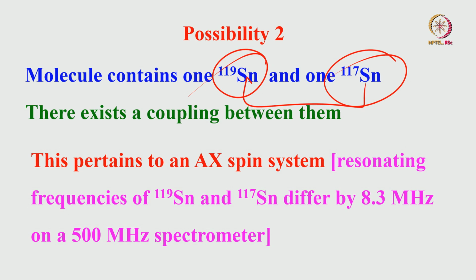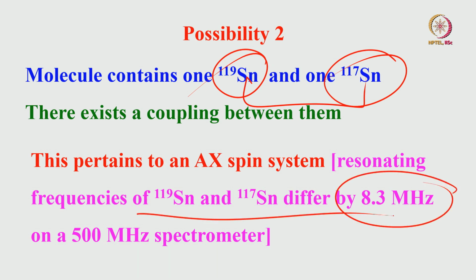Tin 119 and 117 resonating frequencies are far apart, megahertz away. See, frequency here it is written, they differ by 8.3 megahertz. And coupling is very small. So they are weakly coupled AX spin system. In a 500 megahertz spectrometer, if I record, chemical shift separation is almost 8.3 megahertz, and coupling between them is very small. So I treat this molecule, if I consider one is 119, other is 117, as a coupled AX spin system. 119 can couple to tin 117, it forms AX spin system.